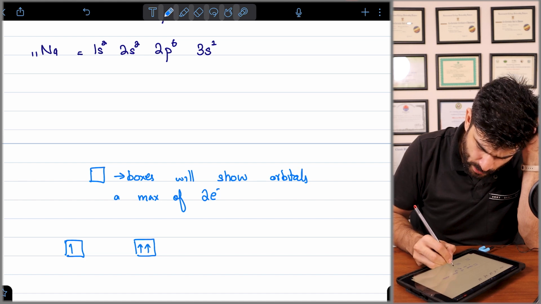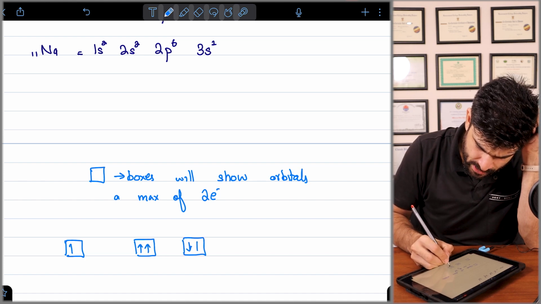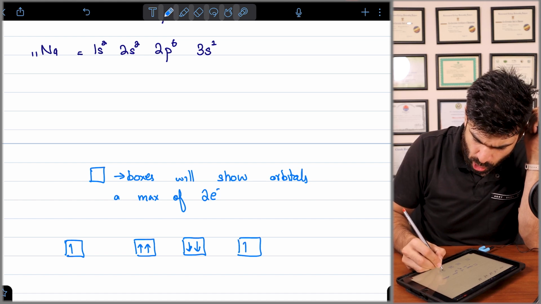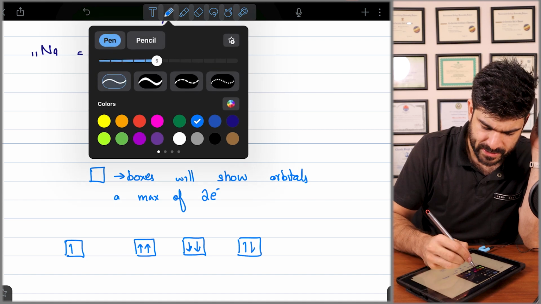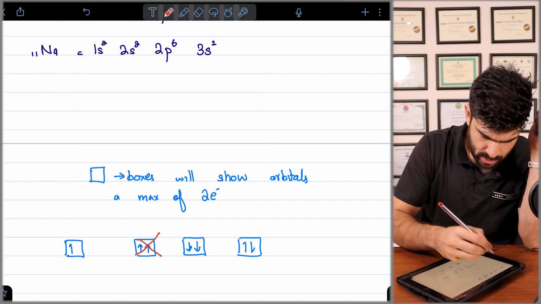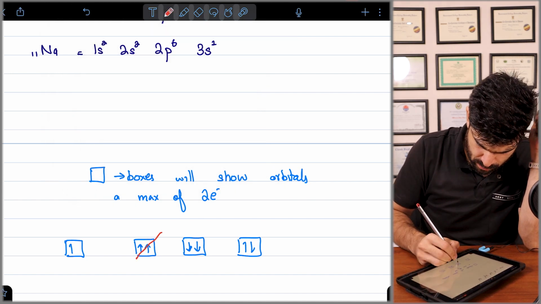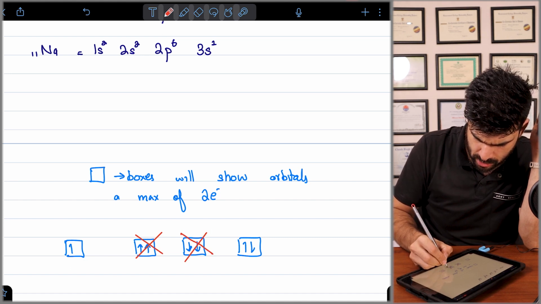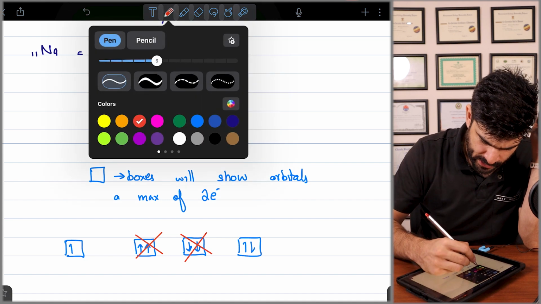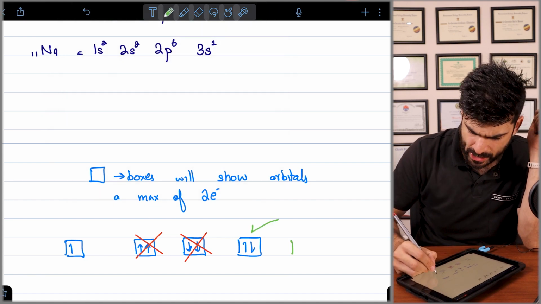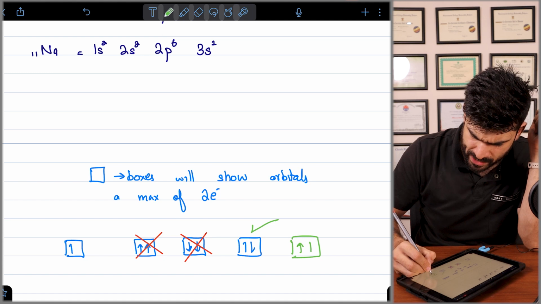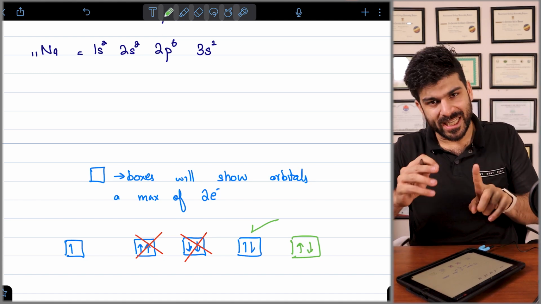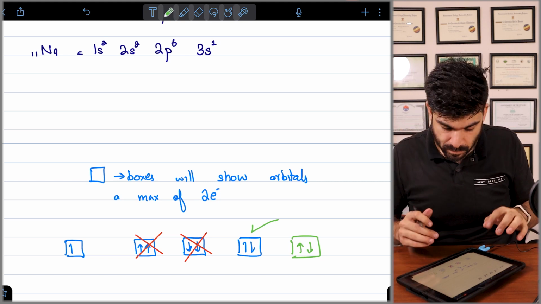I cannot do it this way. I cannot do it this way. These are parallel spins. Electrons normally have opposite spins. So wrong, wrong, and let's do it with green, the right one. You can do it this way as well. You can make a full arrow as well, but half arrows are more suitable. So that is how you're going to show the orbitals.